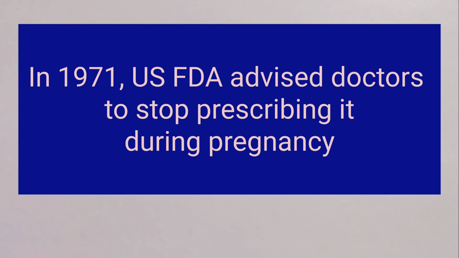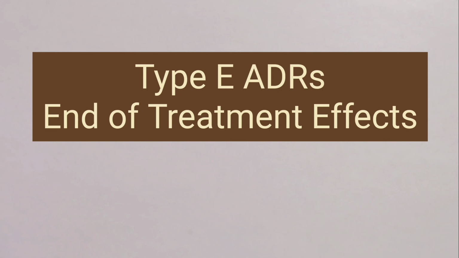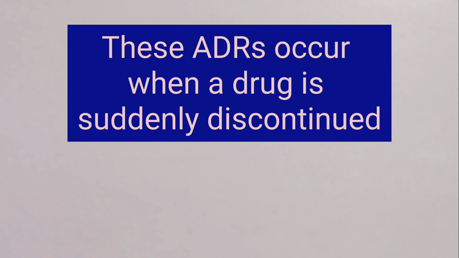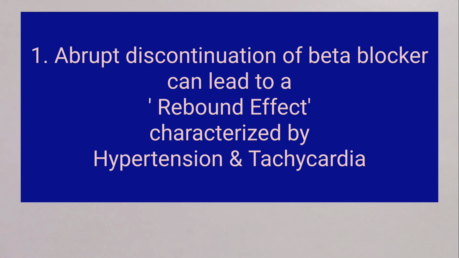The next type of adverse drug reaction is type E or end of treatment effects. These adverse drug reactions occur when a drug is suddenly discontinued. For example, a patient is on treatment with beta blocker for hypertension. Abrupt discontinuation of beta blocker can lead to a rebound effect characterized by hypertension and tachycardia.